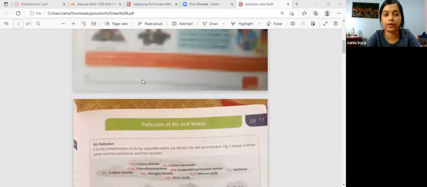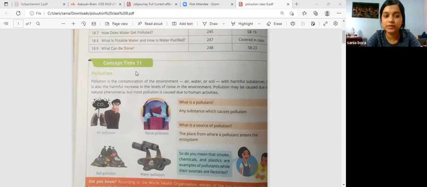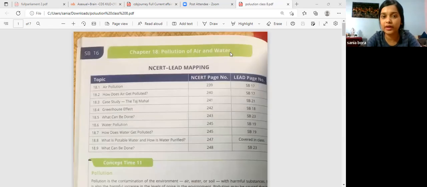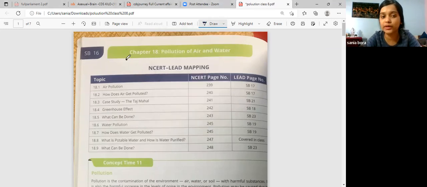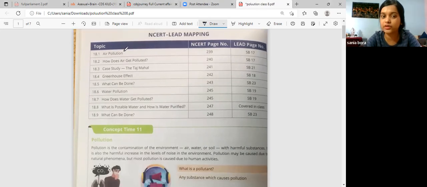Yeah. Okay. So first is basically what is pollution. So ma'am, what is pollution? The chapter is pollution of air and water. So we will be studying what pollution is, how air pollution is caused, what the reasons for air pollution are, and how you can control it. Everything will be discussed. So first we'll study air pollution, and after that, we'll do water pollution. In air pollution, we will study how air gets polluted.